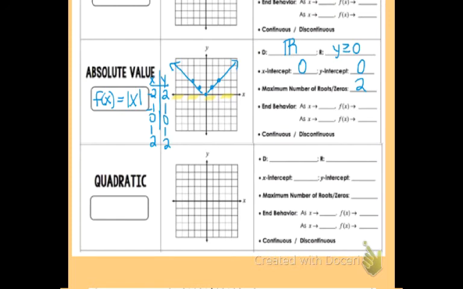So as we're looking at the ends of the graph, in other words, all the way to the right, you can see that as the x's are going up, the y's are increasing. And on the other side, the same thing's happening. The x's are going down this time, but the outputs are going up because we're taking the absolute value, which makes it positive.